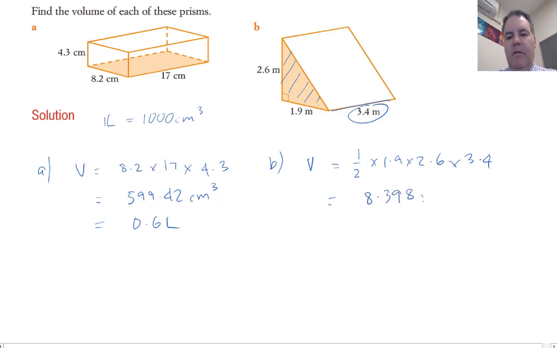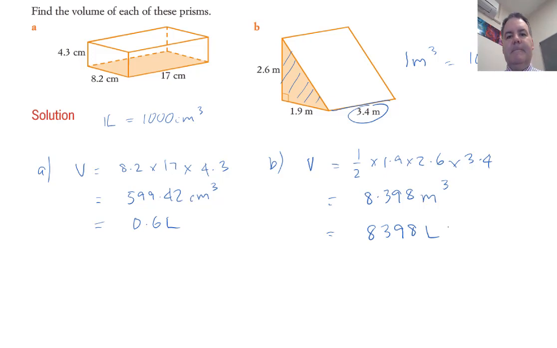And these were all in meters, so this is meters cubed. When we do another conversion here, we know that 1 meter cubed is 1,000 litres. So if we wanted to convert this to litres, we just multiply this by 1,000. Okay, 8,398 litres would fit in that triangular prism shape.